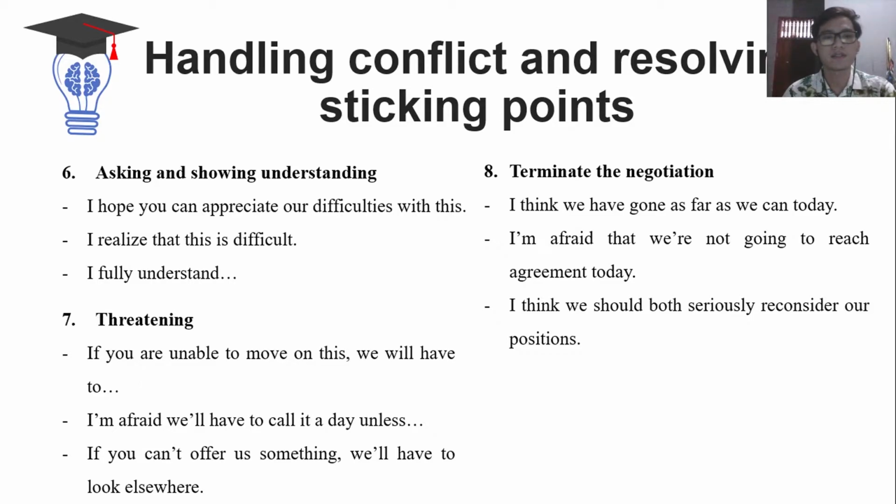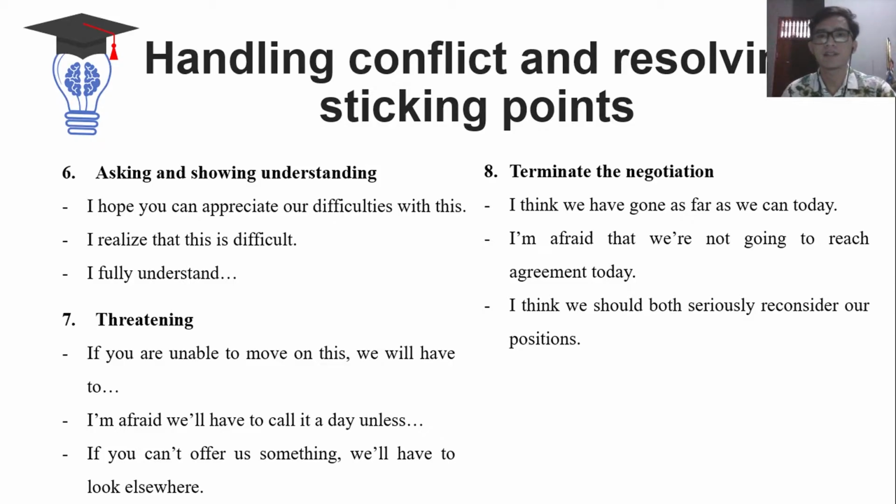The seventh is threatening. Threatening happens when someone feels threatened or something threatens you. The expressions are: "If you are unable to move on this, we will have to..." "I'm afraid we have to call it a day on this." And the next is, "If you can't offer us something, we'll have to look elsewhere." And the last is terminating the negotiations.